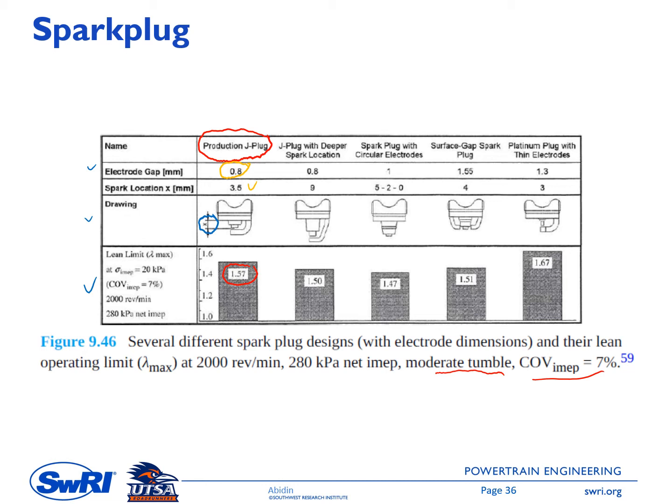The next one is a J gap spark plug, but with a deeper spark location. You can see that it has a much larger spark location X here. It's 9 millimeters. The gap size is 0.8 millimeters. This spark plug design has a lean limit of 1.5. The next one is a spark plug with a circular electrode. You can see there they don't have the J type electrode. The electrode gap is around 1 millimeter. And the location here, you can see it can be 5, 2, or even 0.